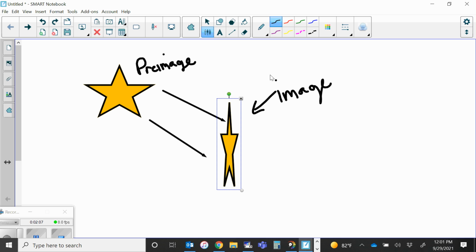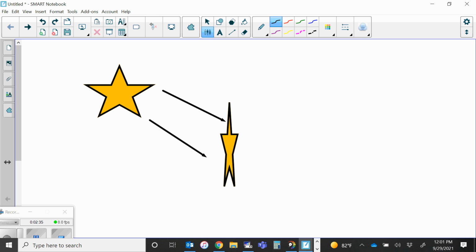A rigid motion is a transformation that preserves lengths and angle measures. So that is called a rigid motion. All right, so one of the rigid motions that we have is going to be known as a reflection.